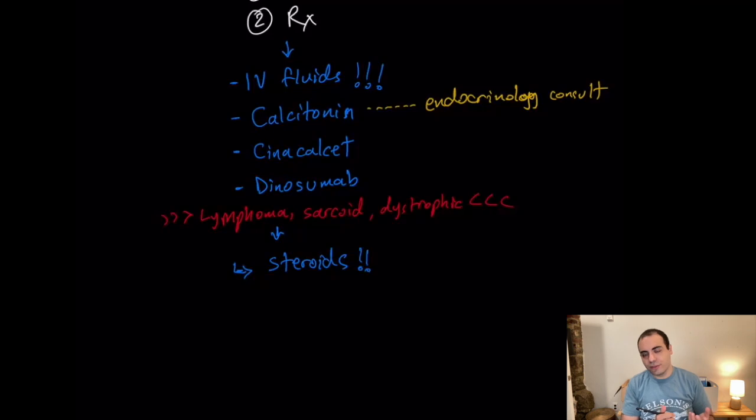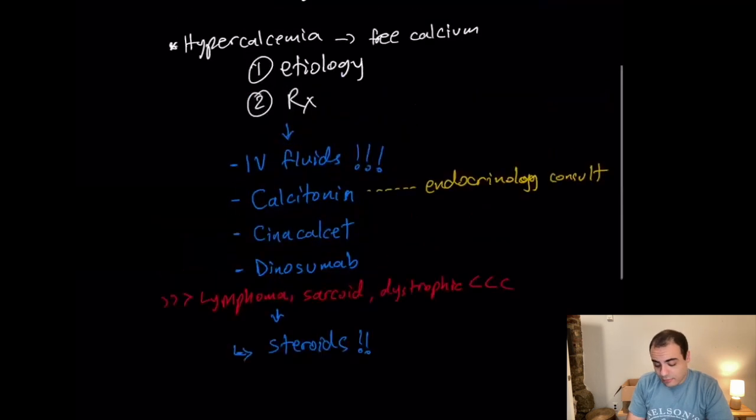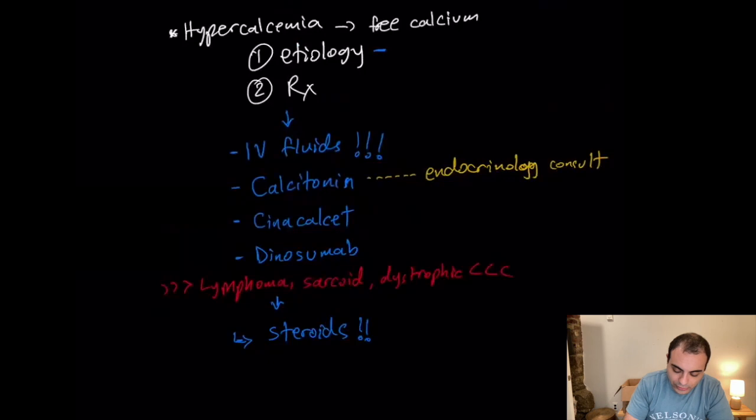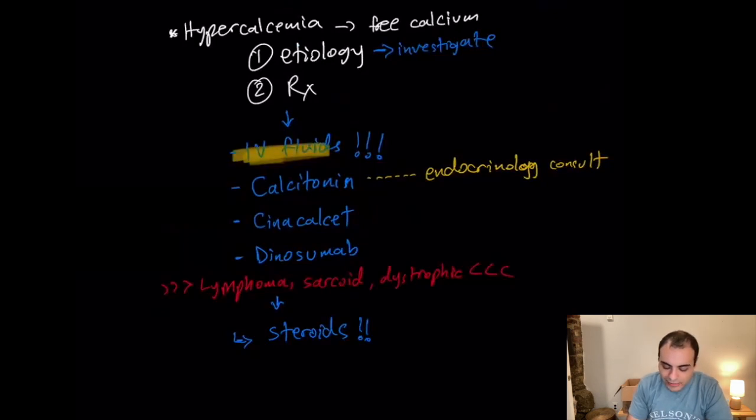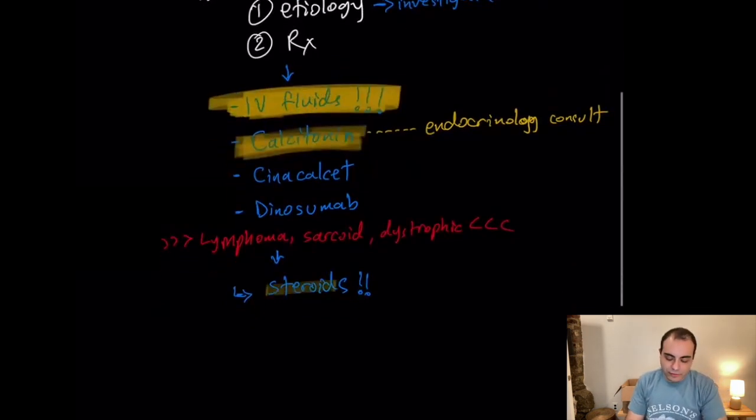Remember, in sarcoidosis, for example, the hypercalcemia is because of overactivation of vitamin D inside the giant cells, the macrophages. And what happens is that you get hypercalcemia because of that in the granuloma. So that's one of the methods. Okay. This is it for hypercalcemia. The etiology you have to kind of investigate. But in terms of the treatment, it's really IV fluids, maybe calcitonin, and then steroids if needed.